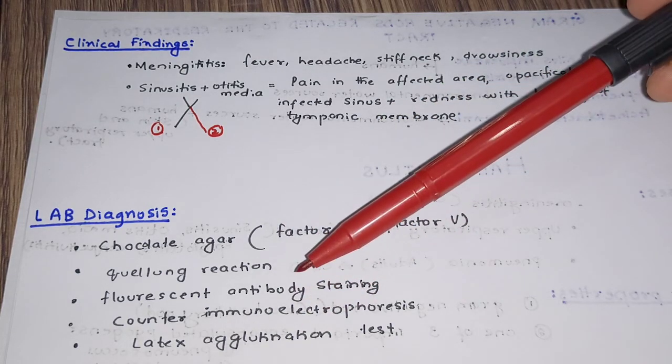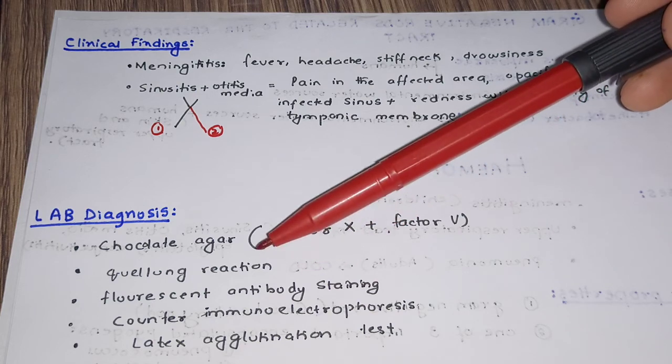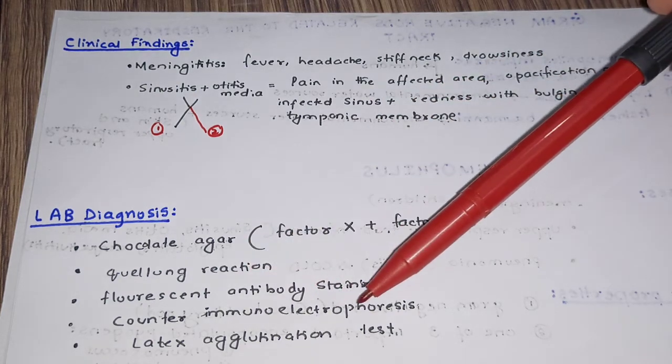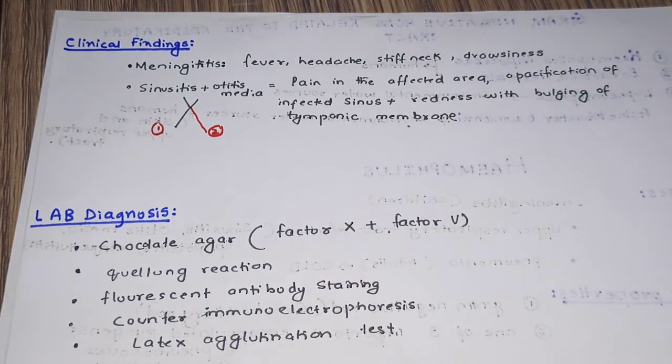Then other tests that we can use as diagnostic ones are the Quellung reaction, fluorescent antibody staining, counter immunoelectrophoresis, and latex agglutination test.